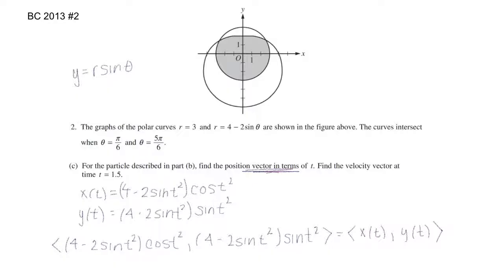So we have to go back now and remember that if we have a position function, to get to the velocity, we need to take the derivative of that. So what we're looking for here, remember this is a calculator problem, is x prime of 1.5, comma, y prime of 1.5. That's what I'm looking for here.